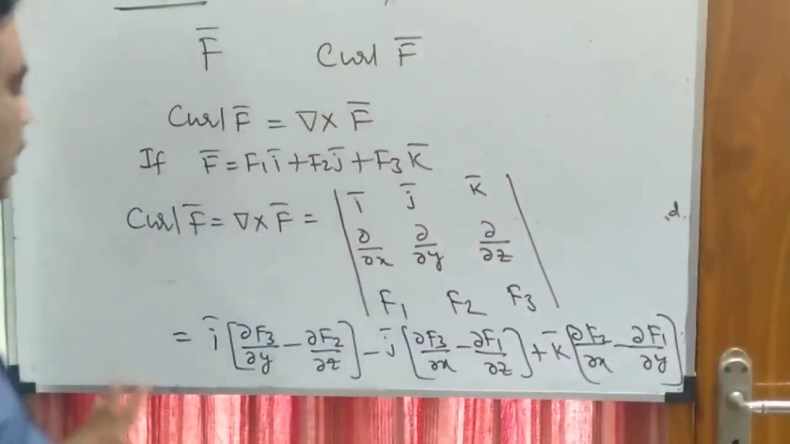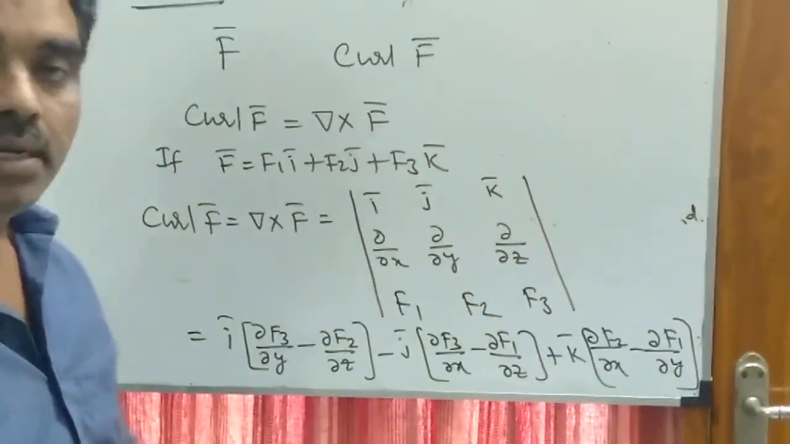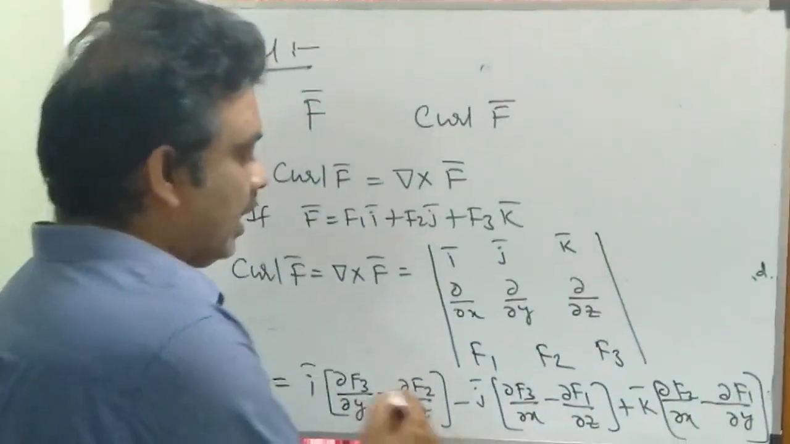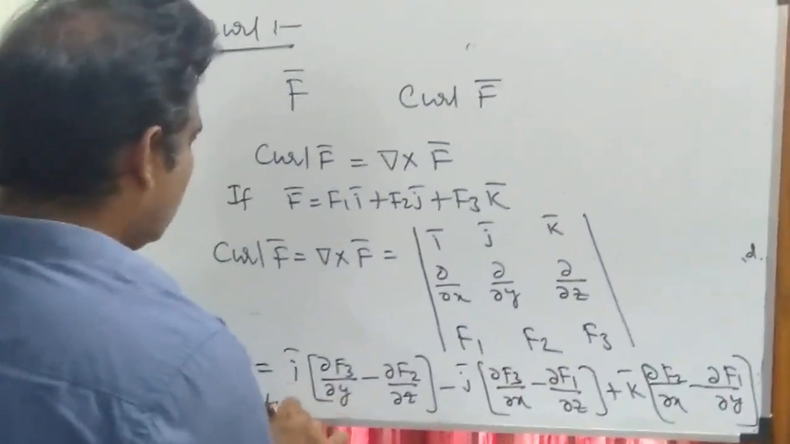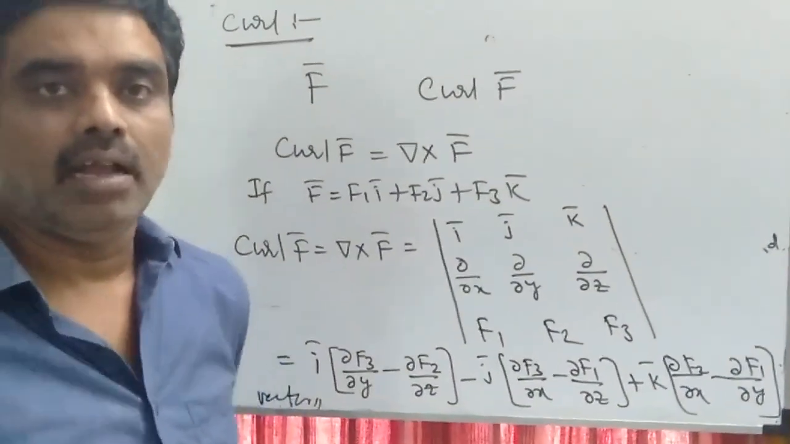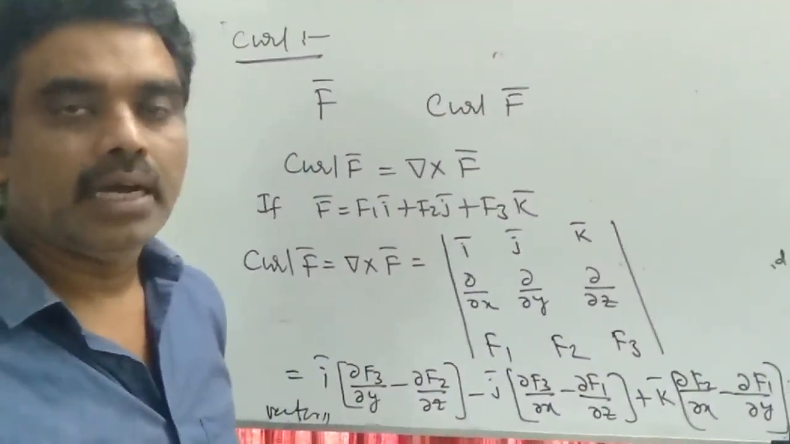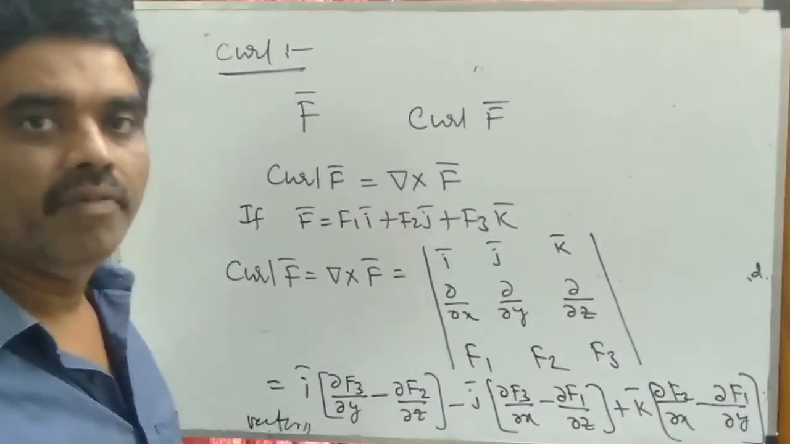So this is the expansion of the determinant, and you can observe that it is clearly a vector function. So we know that divergence of f bar is a scalar function. Similarly, the curl f bar is always a vector function.